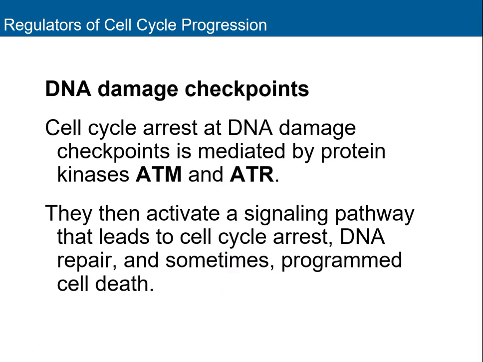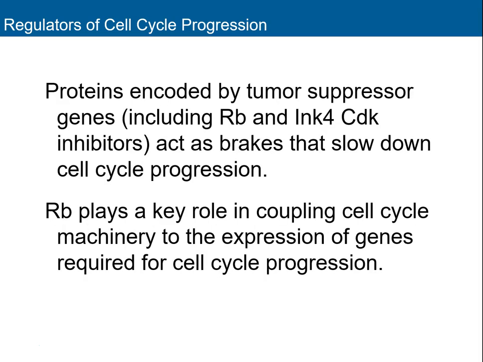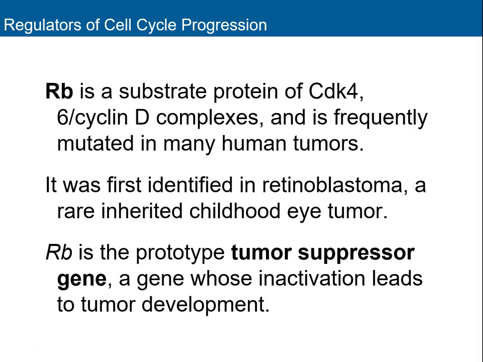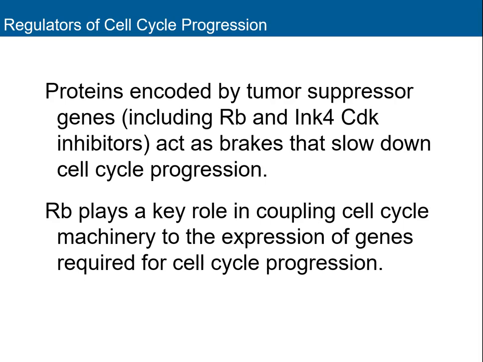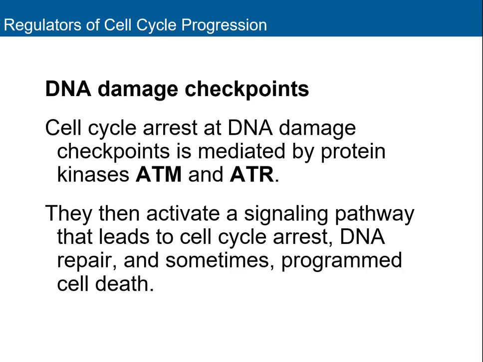So that was an example of a tumor suppressor gene. This one, RB, is a substrate protein, so the protein product of this RB gene is going to interact with CDK4. And again, if it's mutated, it will basically cause an increase in cell cycle progression. So that was a tumor suppressor gene.